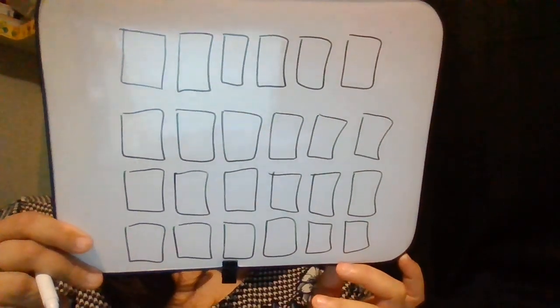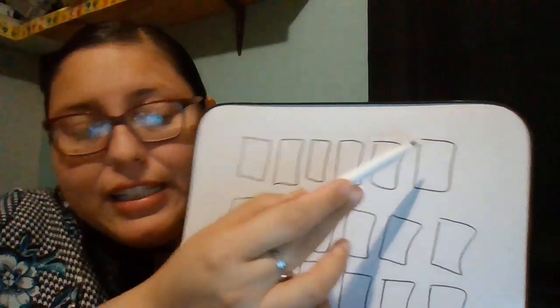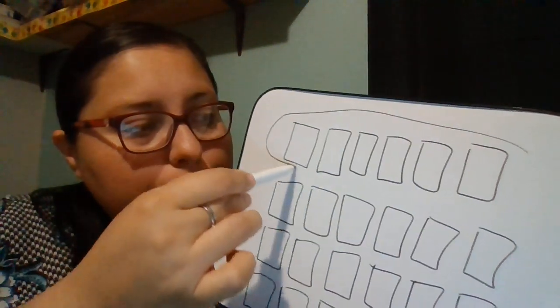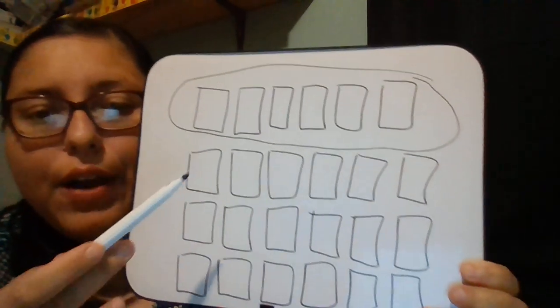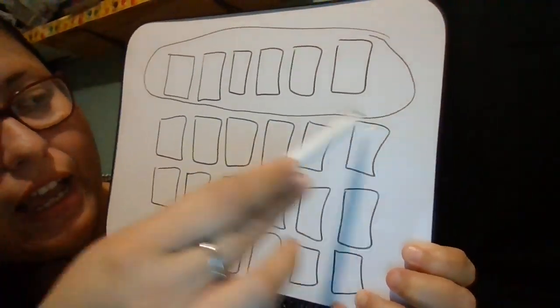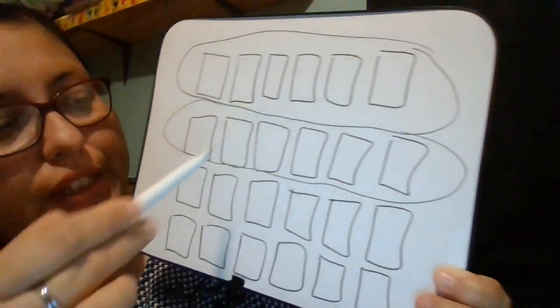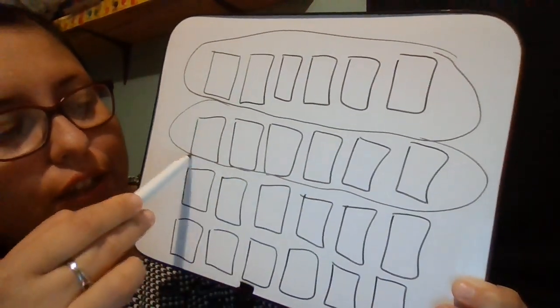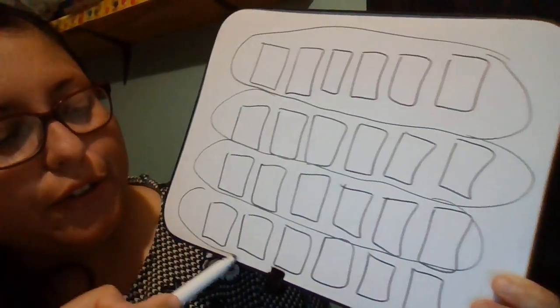So something like this, I now have 24 boxes. Now it says that they come in packs of 6. So I put 6, 1, 2, 3, 4, 5, 6, and you circle a group of 6. And then you have another group of 6, and you circle it, another group of 6, circle it, and another group of 6, circle it.